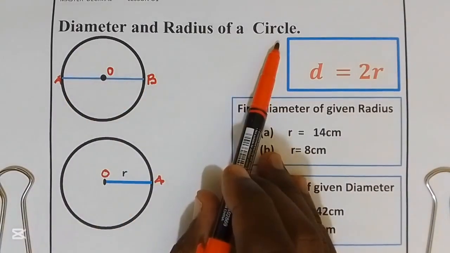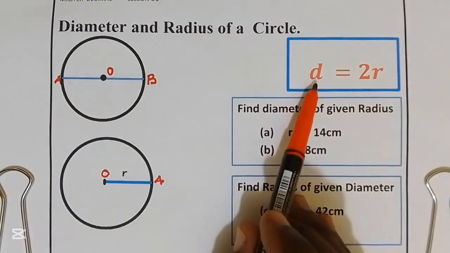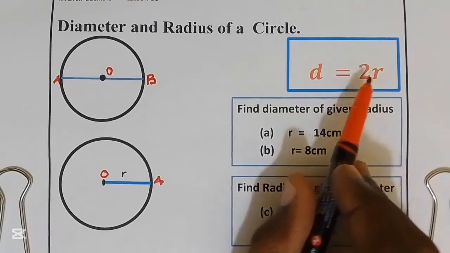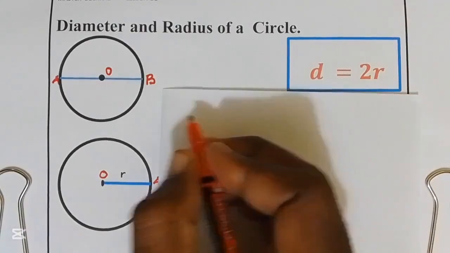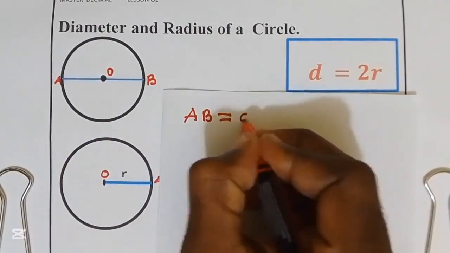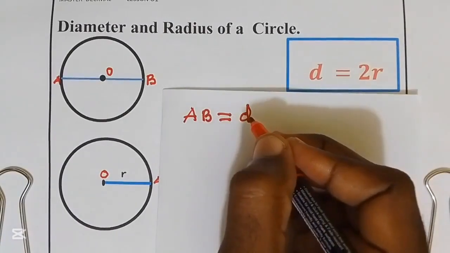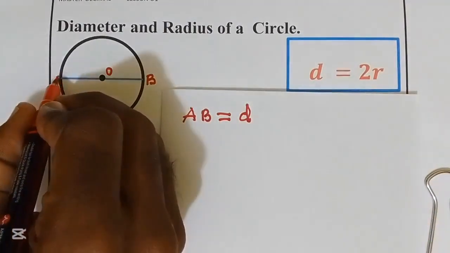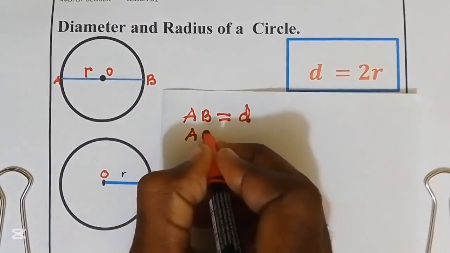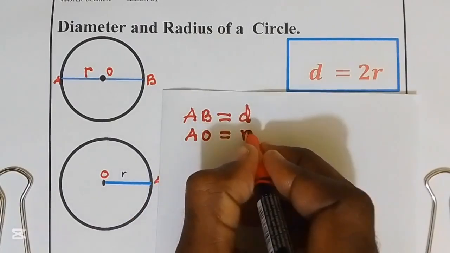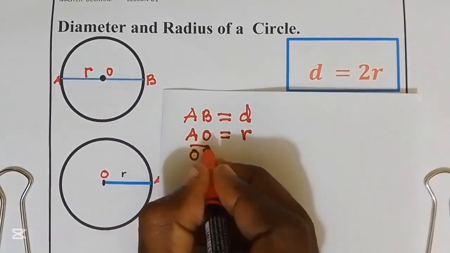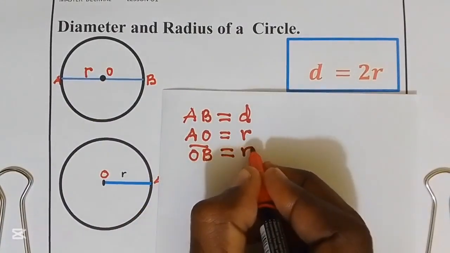The relationship between the radius and diameter of a circle is given by: the diameter of a circle is equal to 2 times the radius. From our circle, the distance AB is equal to the diameter, and the distance AO is equal to the radius. Distance OB is also equal to the radius.